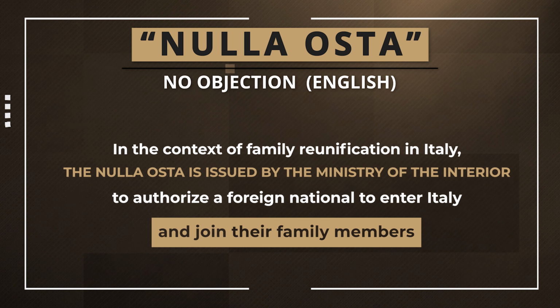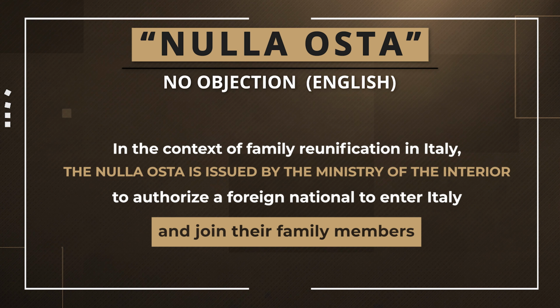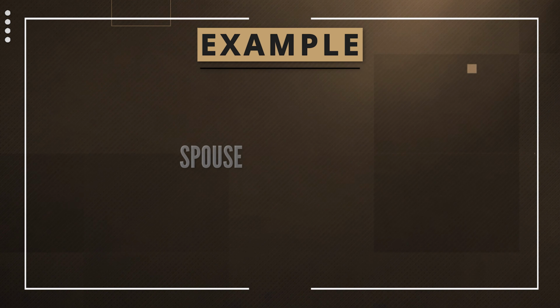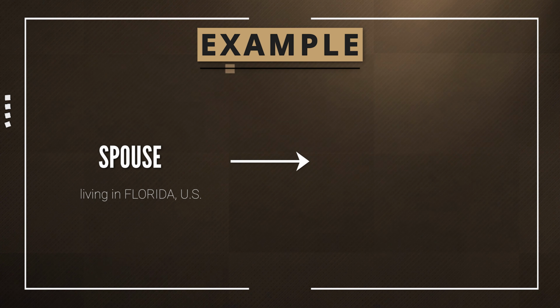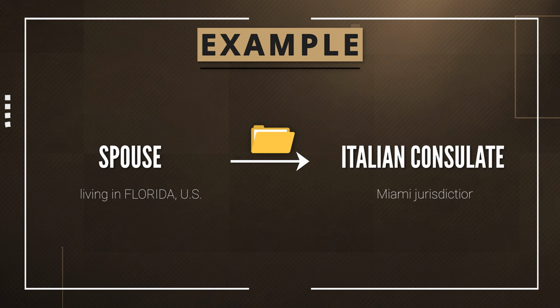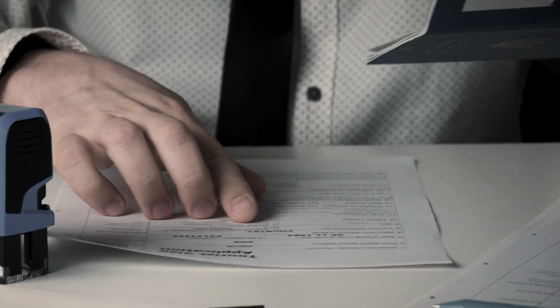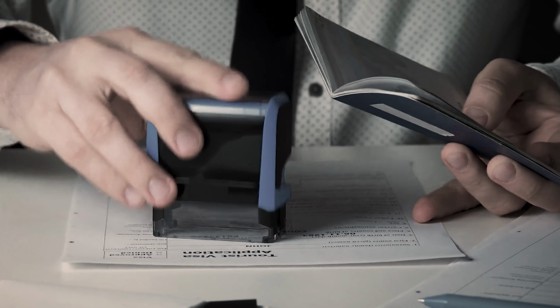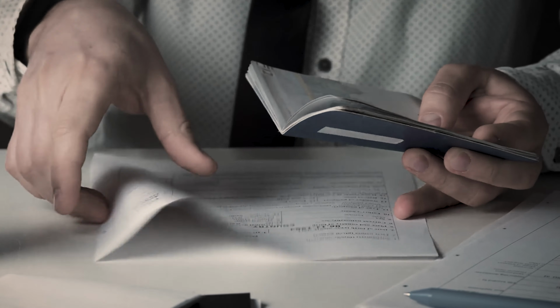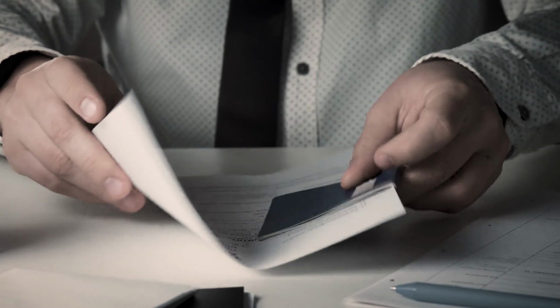The technical name is nulla osta. This approval, this nulla osta, will then be notified by the Italian offices to the local Italian consulate where your spouse is living. So, for example, if your spouse is living in Florida, the notification will be made to the Italian consulate in Miami, which has jurisdiction for the whole state of Florida, and then your spouse will be called for a visa. They will give her a family visa, so she can enter Italy with a family visa, and so have a resident permit for family reasons.